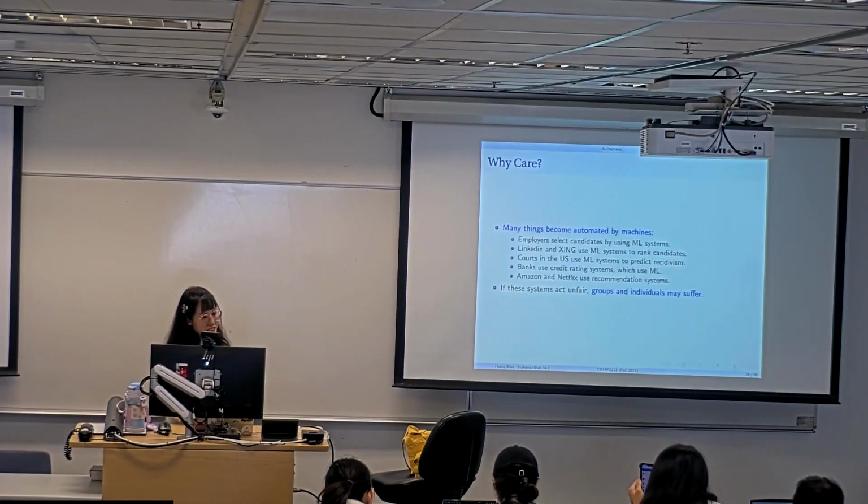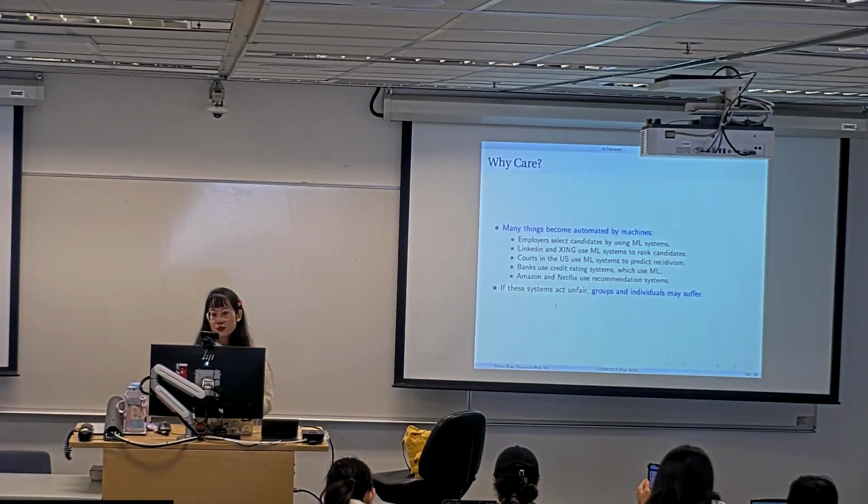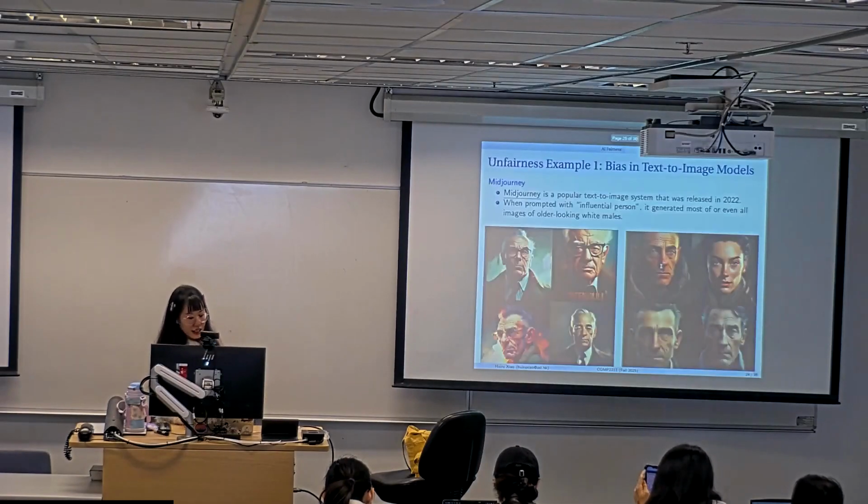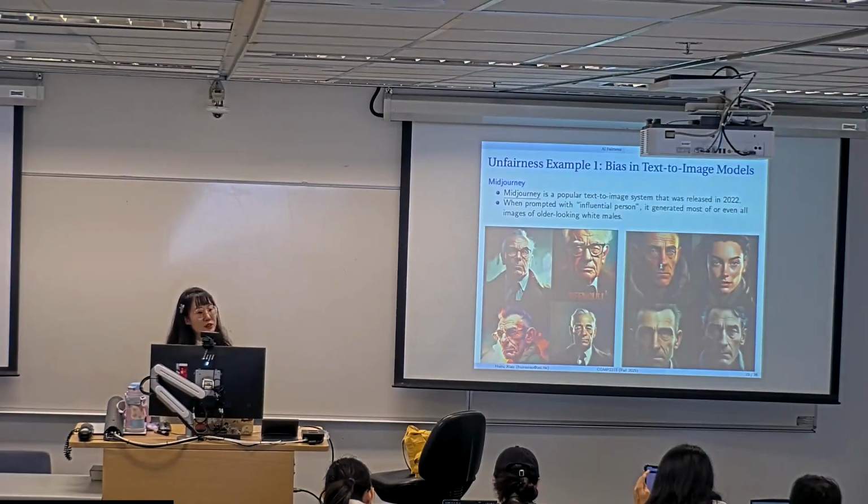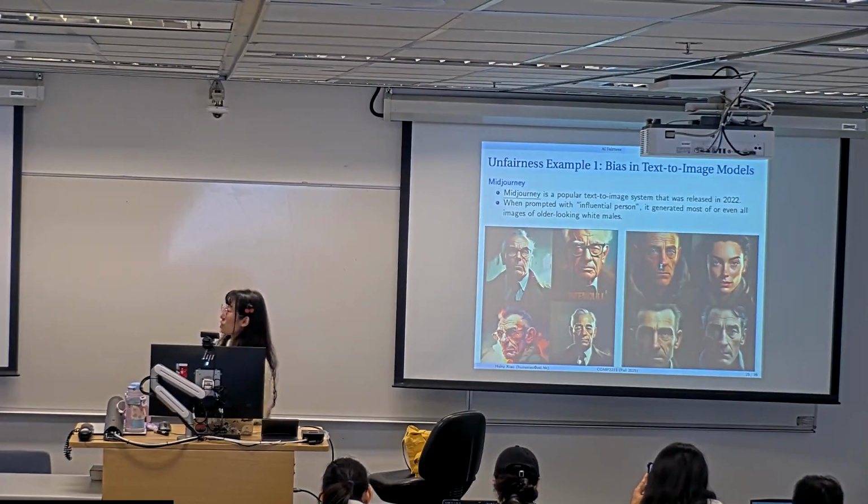Then just consider if these systems act unfairly. Then groups and individuals may suffer from these decisions. We will see some unfairness examples, some case studies on cases where unfairness occurs. This is the first example.